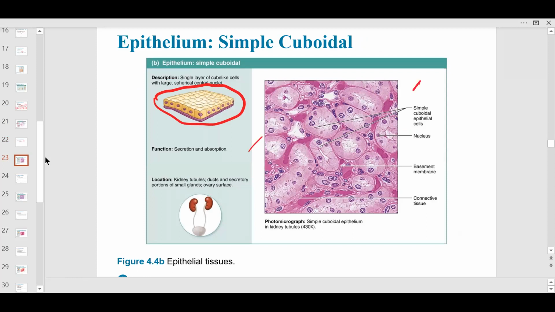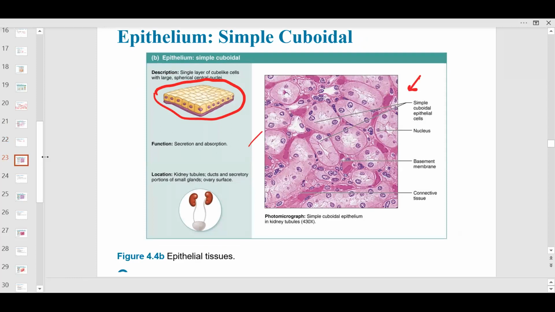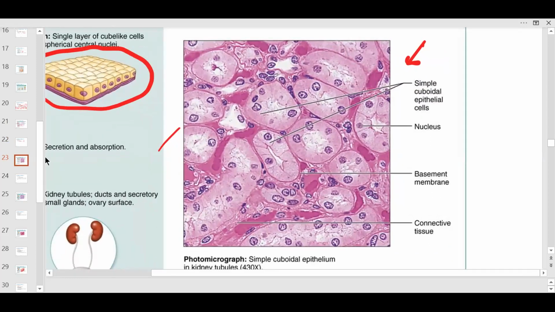Here's the real histology of the kidney tubules. Remember, this is the lumen right here. This is the basement membrane. Here's the nuclei of the one single layer of cells. This is a perfect example right here. So hopefully we'll get a nice pointer.